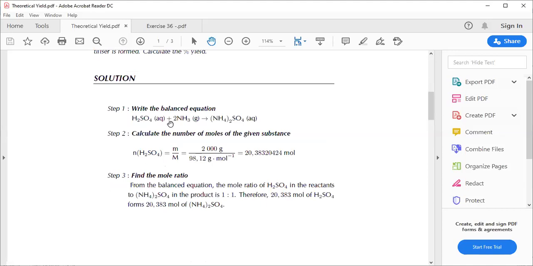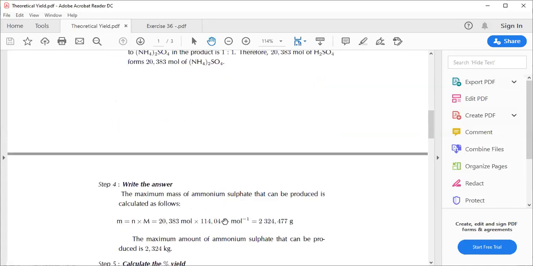Mole ratio, remember, we need to find the product. So sulfuric acid is going to help us find the number of moles of our product. What is the ratio here? It's 1:1. So the number of moles of sulfuric acid are the same as the number of moles of ammonium sulfate. So your ratio is 1:1. It means the number of moles that we got for sulfuric acid are going to be the same as the number of moles of ammonium sulfate. You move on to the next one.